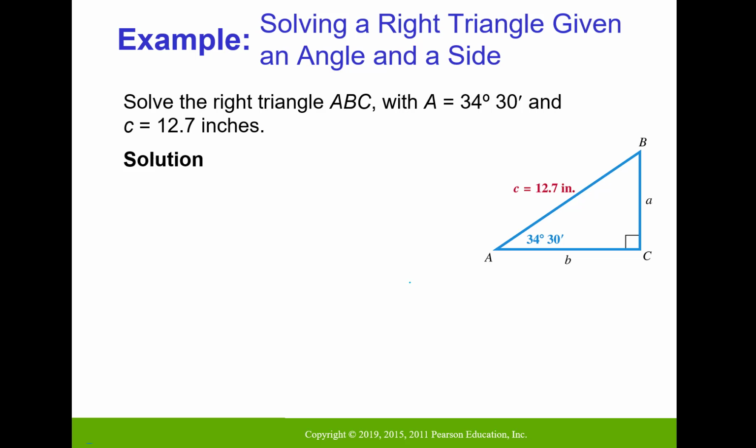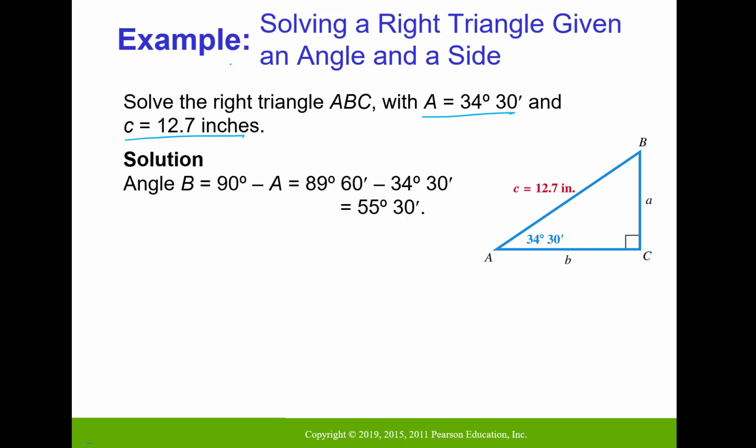The last thing we're going to do here is solve some right triangles given information about sides or angles. We're going to solve the right triangle ABC over here, given one of the angles in the triangle, angle A, and one of the side lengths, side C. Here's the picture of it, and let's think about what we know.